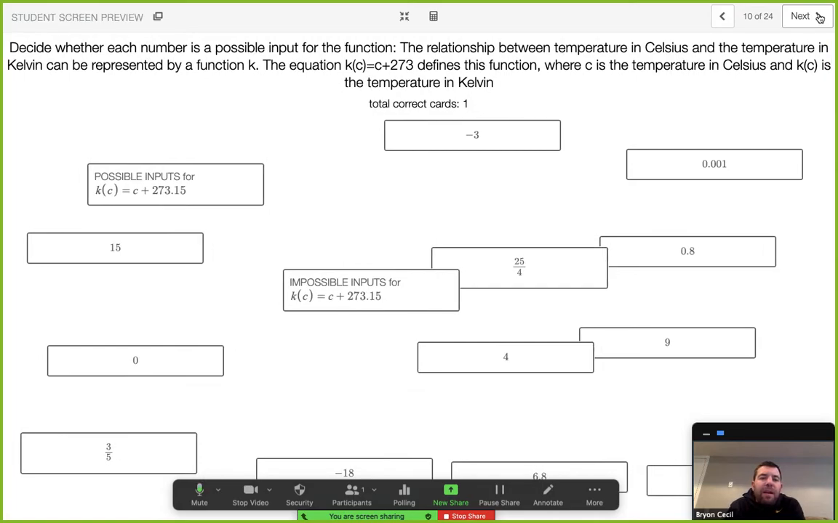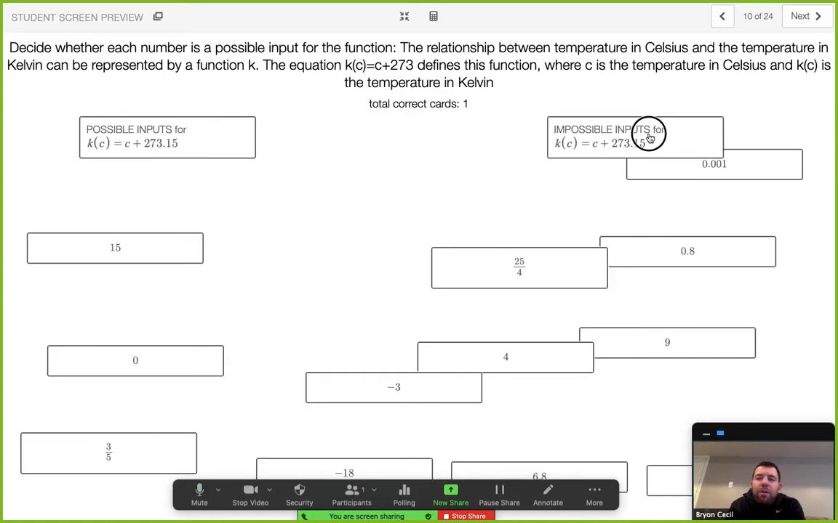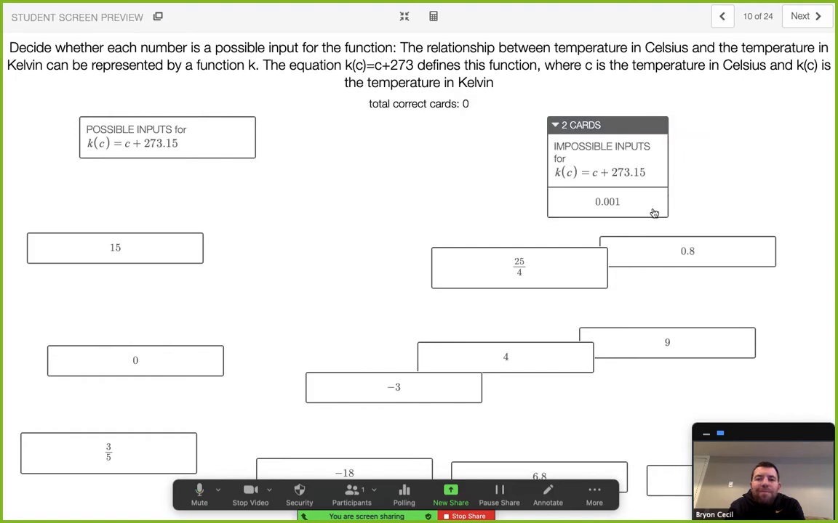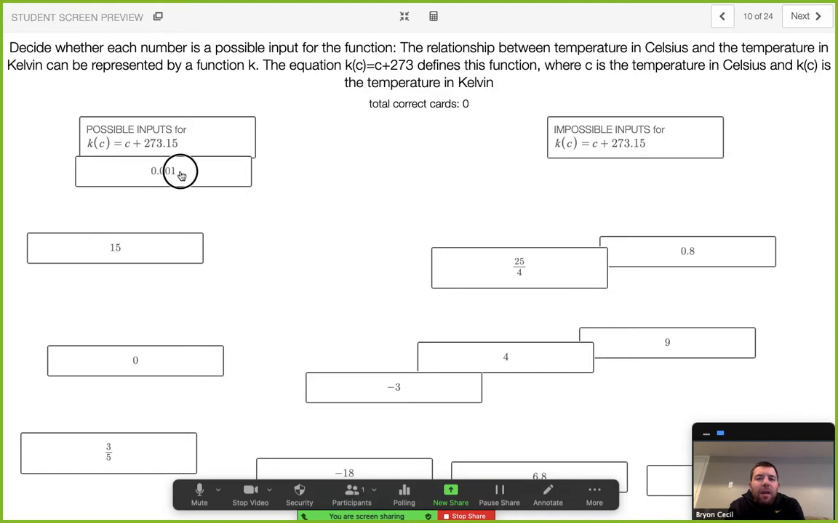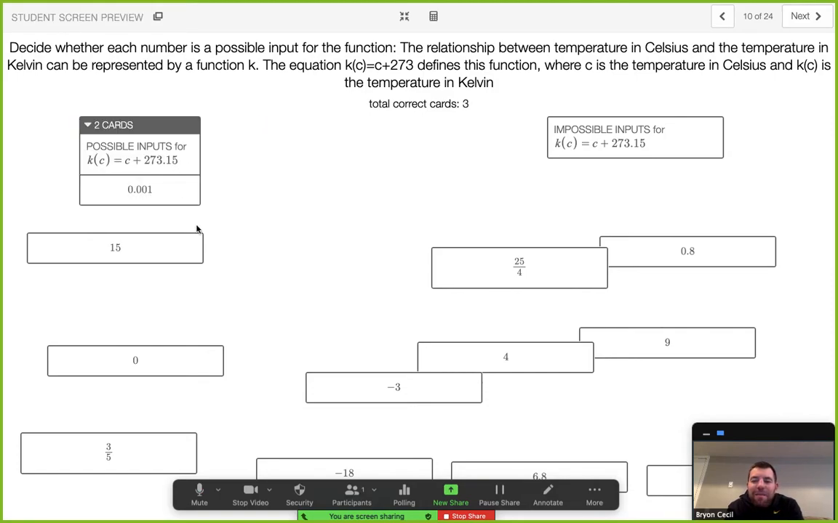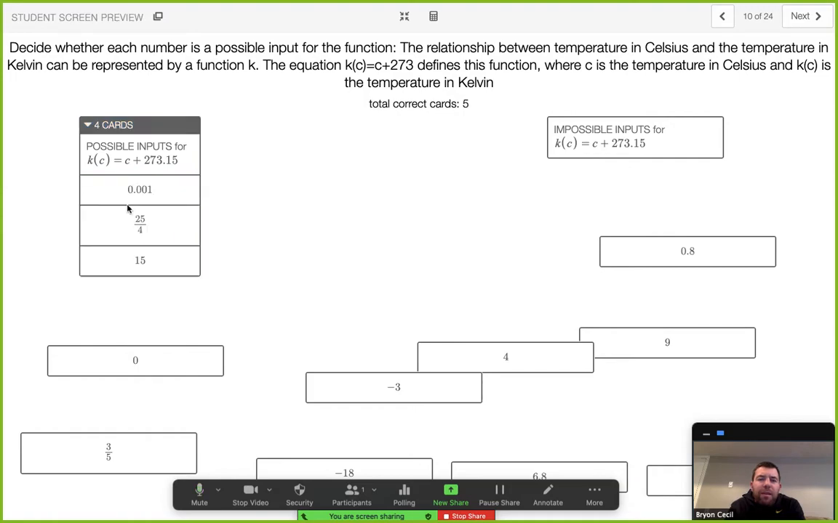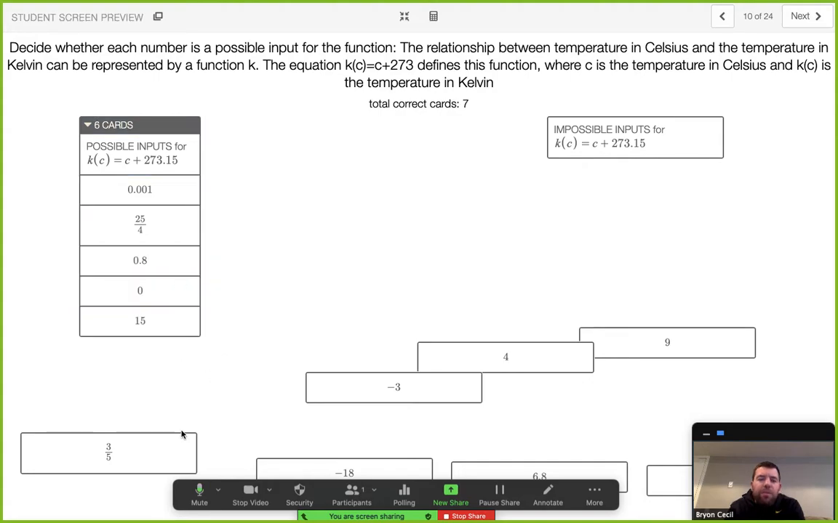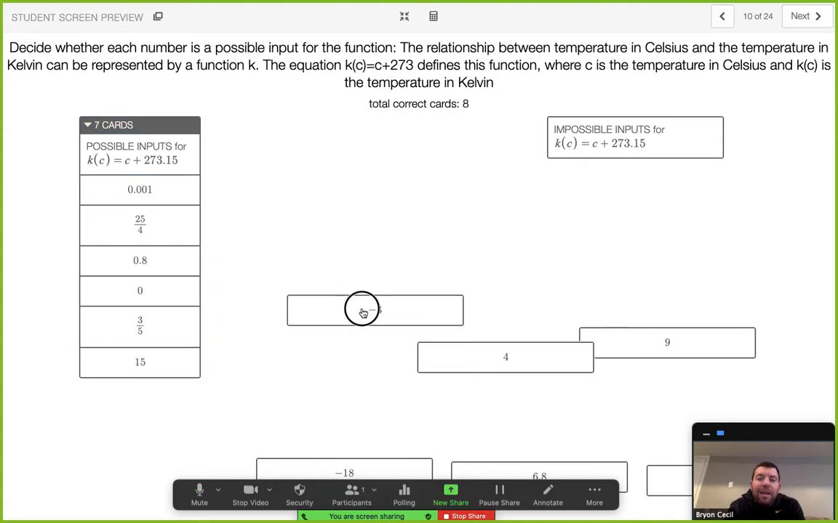All right, now guys, when we're talking about temperature. Can I have a 0.001 temperature? Yes, I can. 15. Yes. 25 over 4, can that be a degree? Yes. 0.8. Yes. 0, can 0 be a temperature? Absolutely. 3/5? Yes. Now can I have negative numbers? Yes, we can. It's cold right now today. It's not negative, but it's cold today.